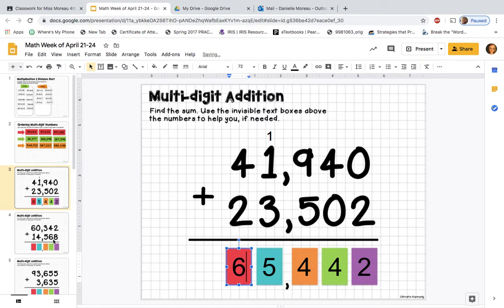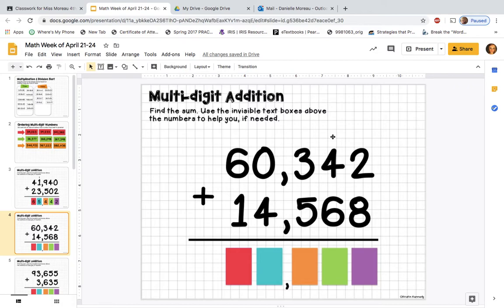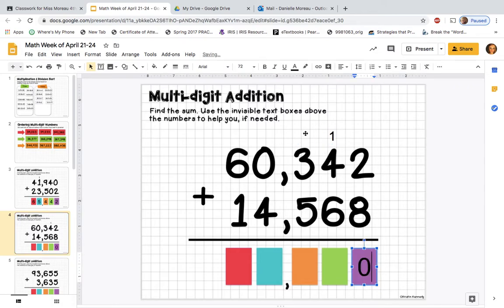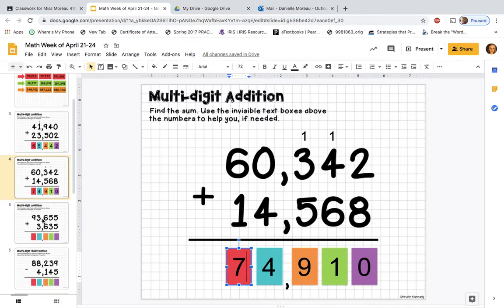Okay, next. 8 plus 2 is 10. 6 plus 4 is 10, plus that 1 would be 11. 5 plus 3 is 8, plus 1 equals 9. 4 plus 0 is 4, and 1 plus 6 is 7. Alrighty. Next, we have one more of these.